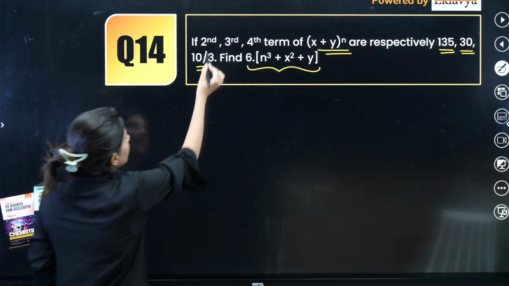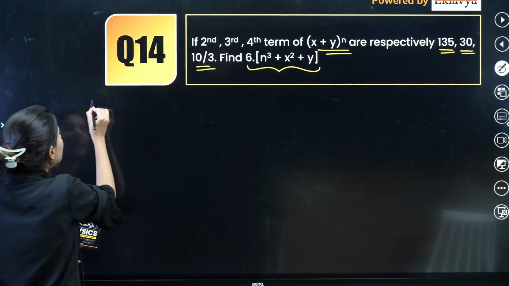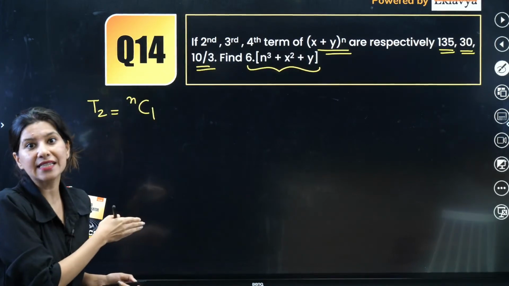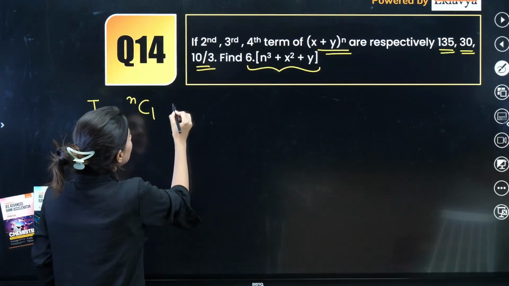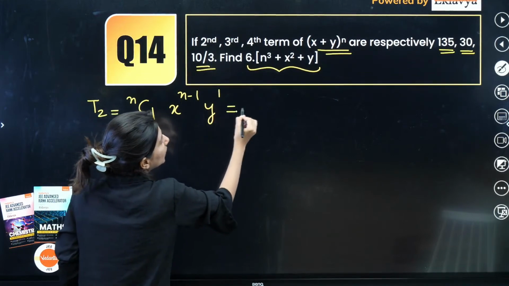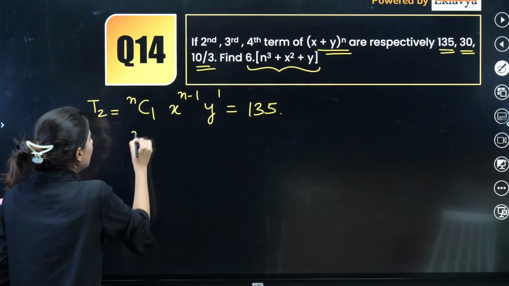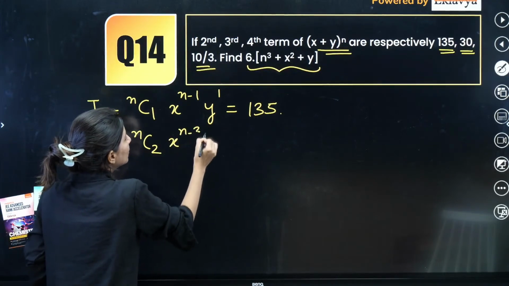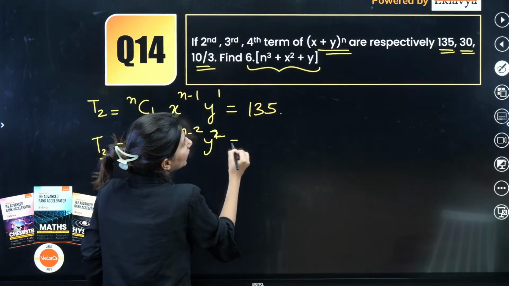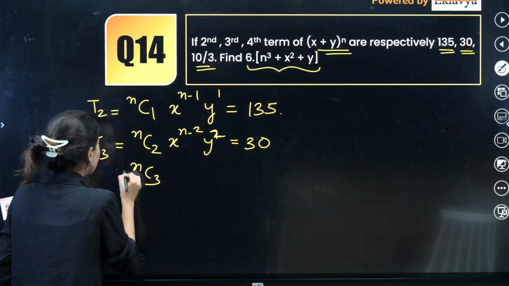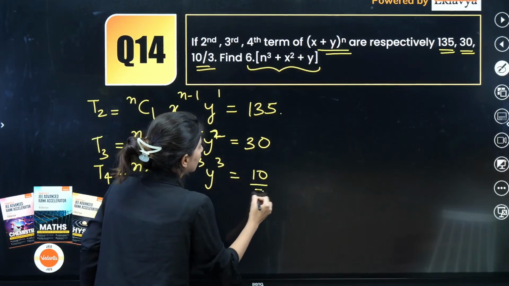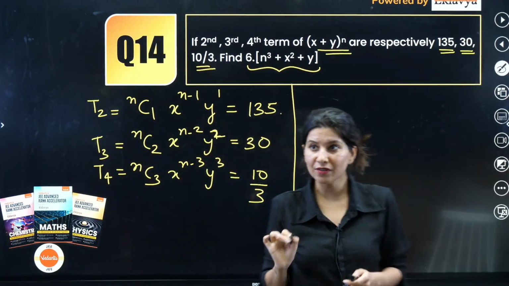So what I'm going to do is second term. Second term means T2. So that will be NC1. Please understand, some people will write NC2. Don't make that mistake. NC1, and I'm going to write x raised to power n minus 1, y raised to power 1. That will be 135. That is your first equation. NC2, x raised to power n minus 2, y raised to power 2, this is your third term, this is going to be 30, and NC3, this is your fourth term, x raised to power n minus 3, y raised to power 3, this is 10 by 3. 3 equations, 3 unknowns, we need to solve it right away.